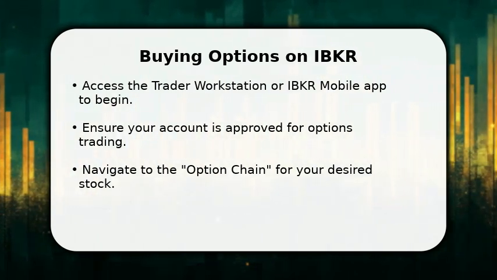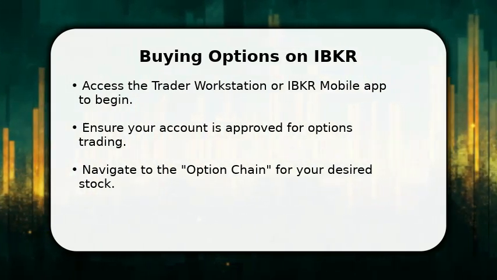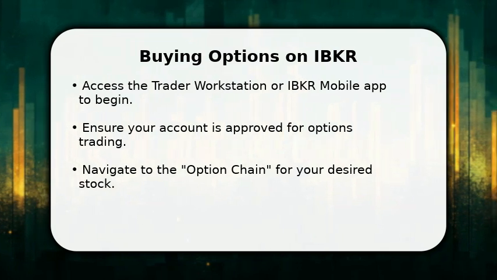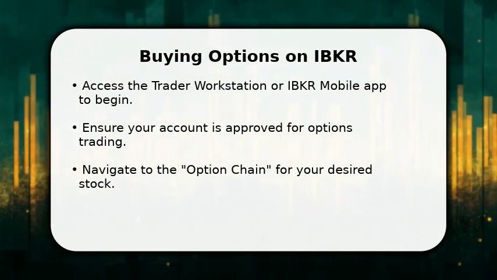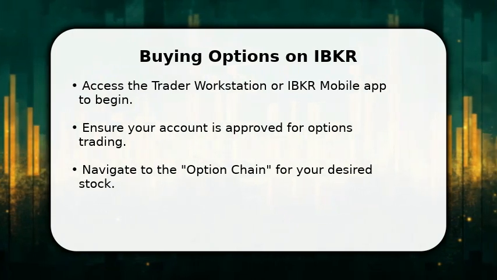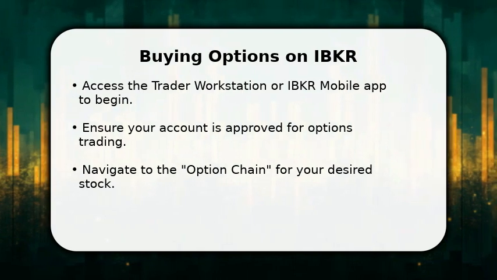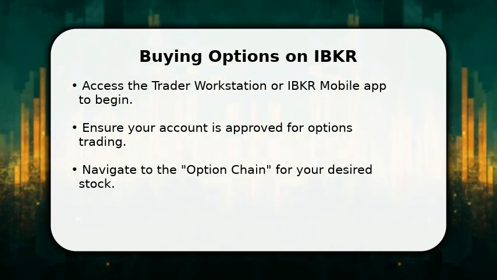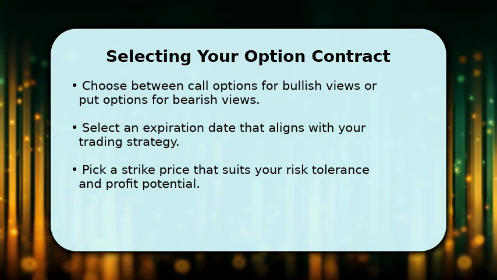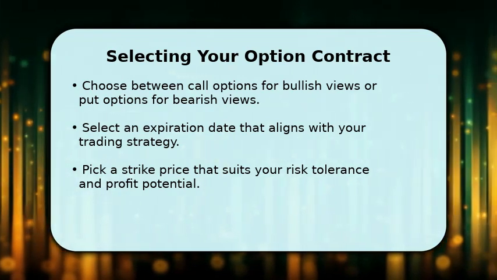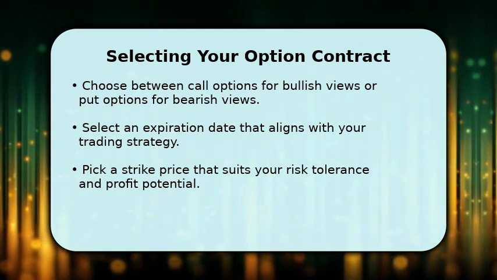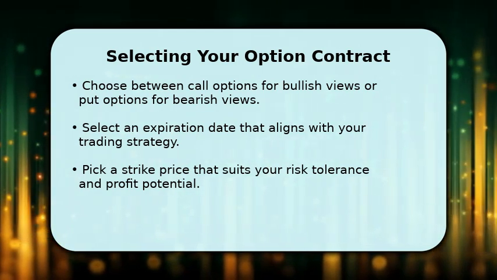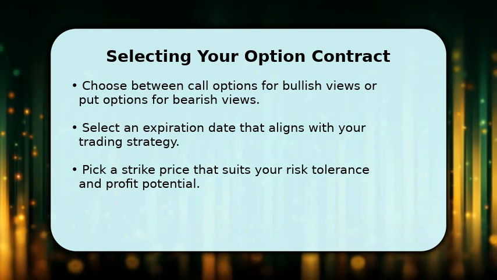Once logged in, search for the underlying stock you're interested in and then locate its option chain to view available contracts. This chain displays various strike prices and expiration dates, helping you choose the right option. After finding the option chain, you'll need to select the specific contract. Decide if you want to buy a call option if you believe the stock price will rise, or a put option if you expect it to fall.